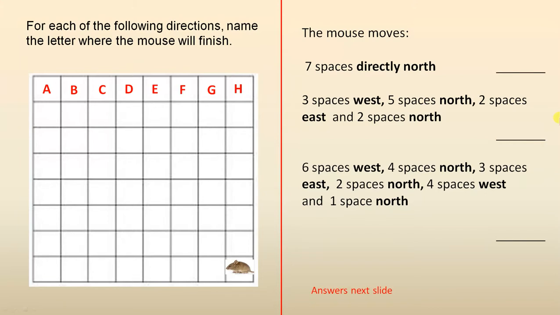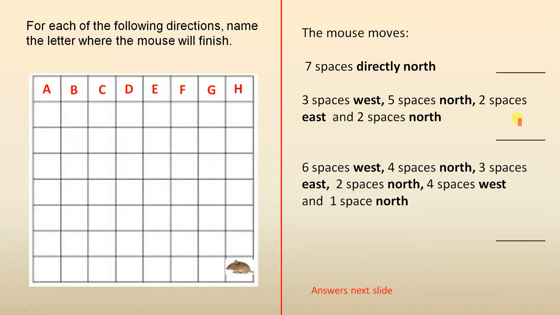Okay, so we have the mouse finishing in a certain place. Here is the mouse here. He's starting from here. So he makes 3 separate journeys. The first one is 7 spaces directly north. The next journey, so he comes back to here. He always starts from that position.